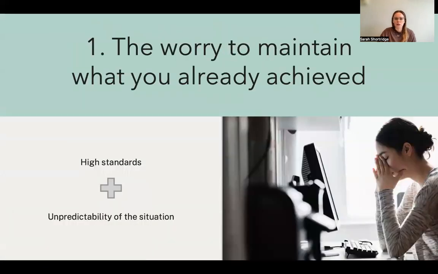So the first one, which is the worry to maintain what you have already achieved, is something that is really common in students. So for example, if you are an academic and you have had great success in your evaluations, your oral presentations, and your tests, you've had good grades, well, this will make you have very high standards to maintain when you come into your next test or evaluation. Even if we know that tests can be unpredictable, it still can bring performance anxiety.